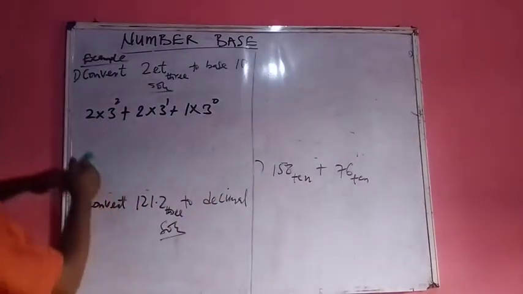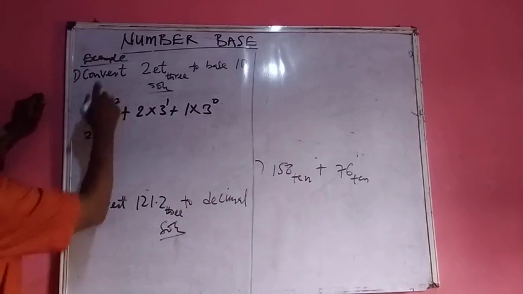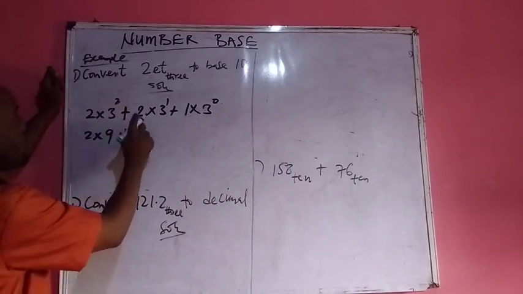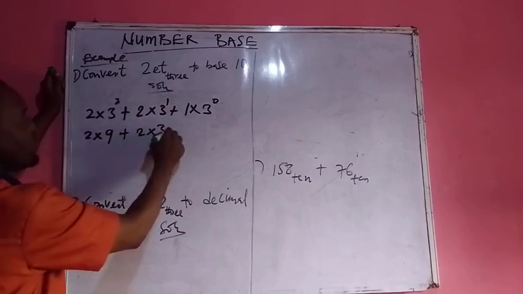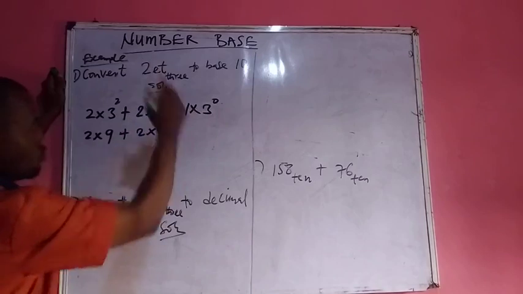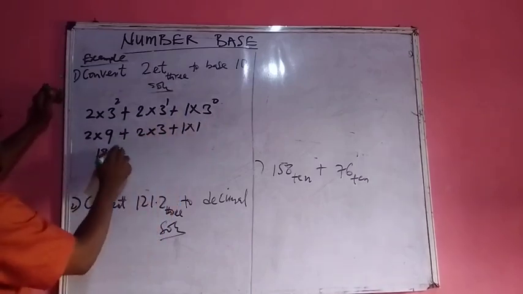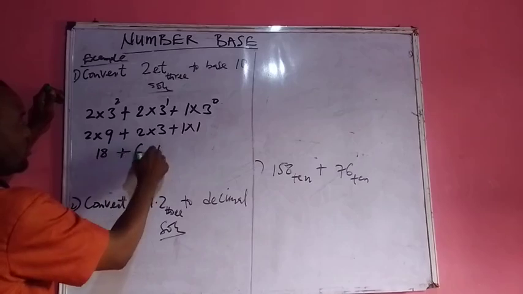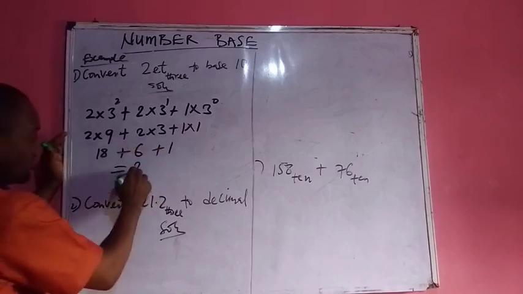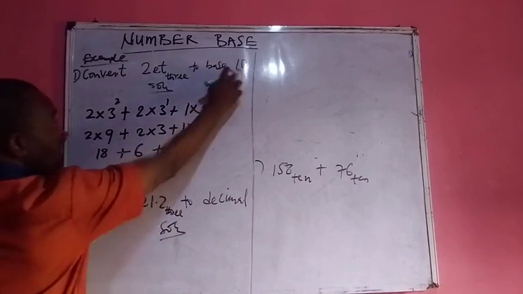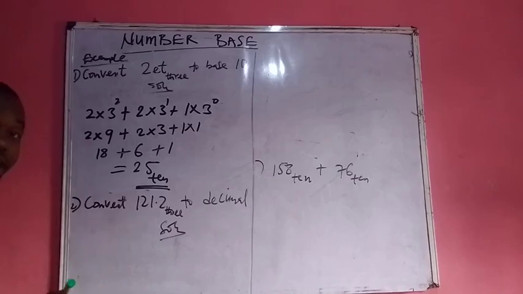Alright, now let's continue. So now I have 2 times 9. The square of 3 is 9. Plus any 3 raised to power 1 is what? The same thing. Plus any 3 raised to power 0 is 1. 1 times what? 1. So 2 times 9 will give us 18 plus 6 plus 1. Everything here, after solving, will be what? 25. Where are we converting it to? Base 10. This is your final answer.